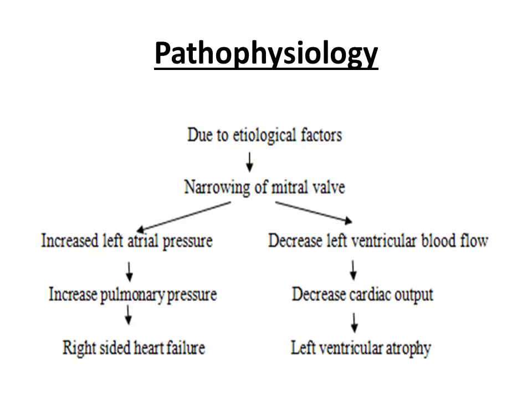Then pathophysiology: due to any of the etiological factors, narrowing of the mitral valve occurs. In this way, two pathophysiologies may arise. First, increased left atrial pressure due to the backflow, which leads to increased pulmonary pressure and leads to right-sided heart failure. Then in the other way, it decreases the left ventricular blood flow, so there is decreased cardiac output, and left ventricular atrophy may arise due to the lower pressure in the left ventricle.